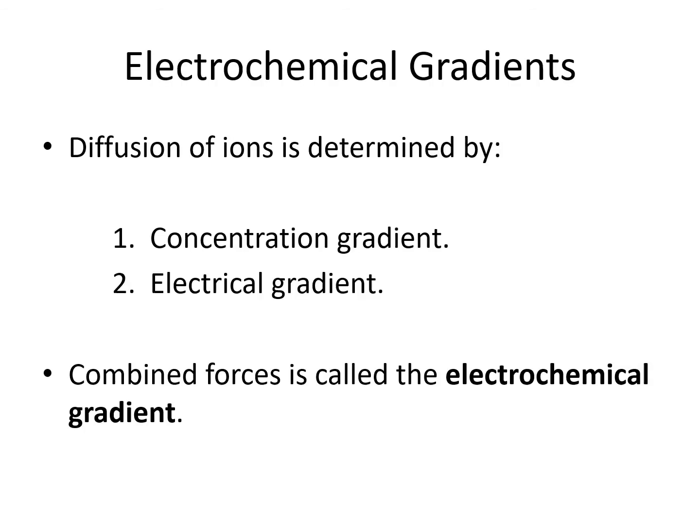Now let's talk about the electrochemical gradients. Okay. So there's an electrical gradient and a chemical gradient, and together they form the electrochemical gradient. In other words, diffusion of ions can be determined by 2 factors: the concentration gradient, which is the chemical gradient, or the electrical gradient, which is the electrical part of the gradient. The combined forces are called the electrochemical gradient.